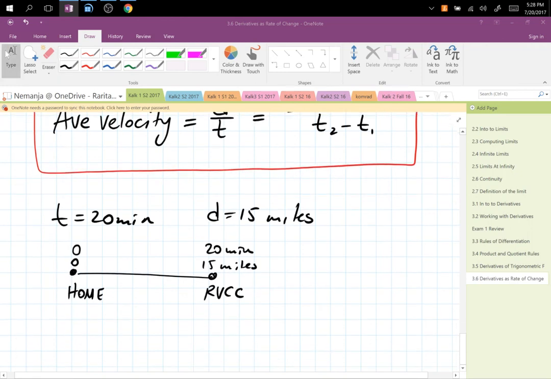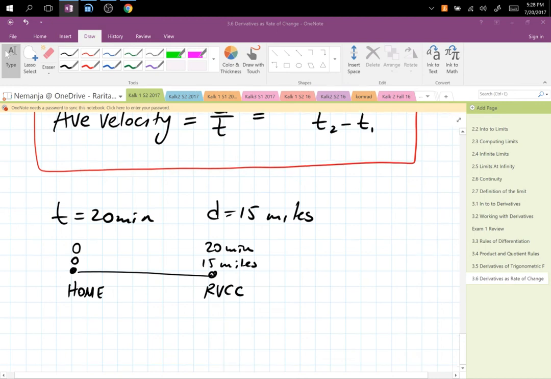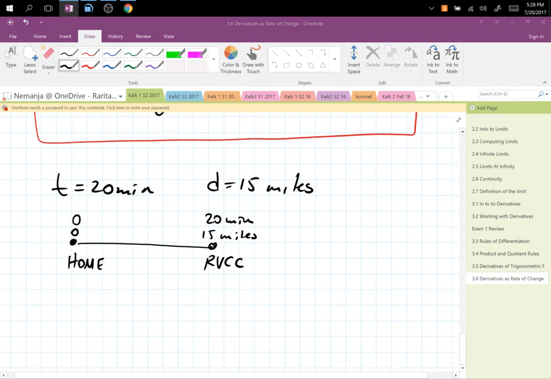So if I want to calculate the average speed of Brian getting to campus, it's going to be the velocity, right, the speed, in miles per hour. But remember that the 20 minutes I need to divide by 60 to get into hours, right? So your average speed is 45 miles per hour.